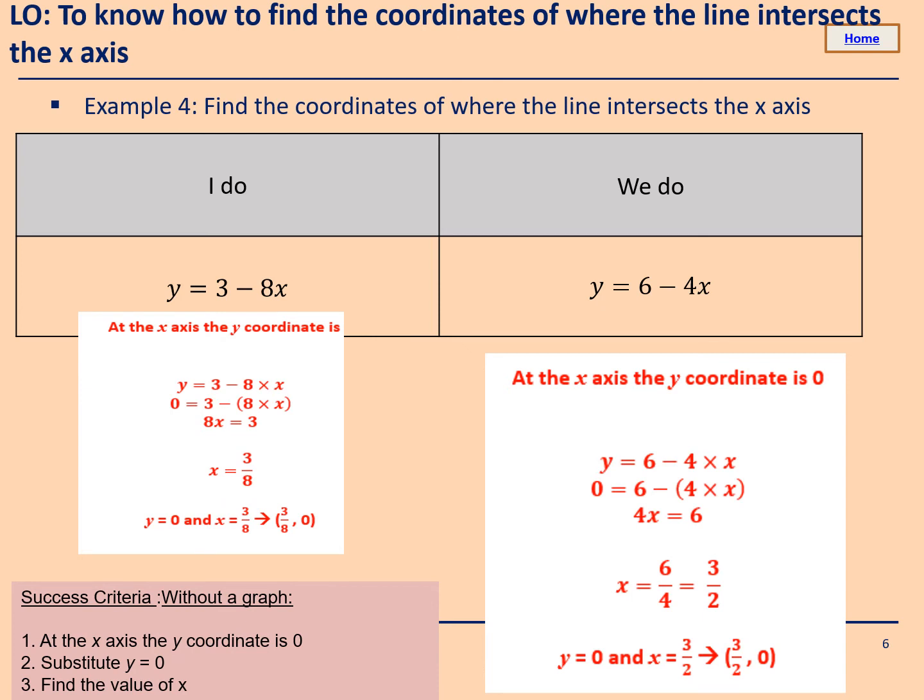Okay, so you had y equals 6 minus 4x. At the x-axis, the y-coordinate is 0, so we substitute in y equals 0. 0 equals 6 minus 4 times x. 4x equals 6, x equals 6 over 4. Now we need to simplify that, so we divide both sides by 2. So it's 3 over 2. So y equals 0 and x equals 3 over 2. The coordinates are always x, comma y, so it's 3 over 2, comma 0. Pause the video if you need to write that down.